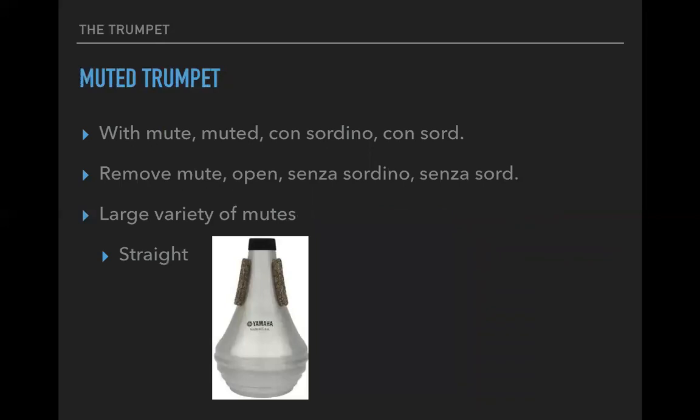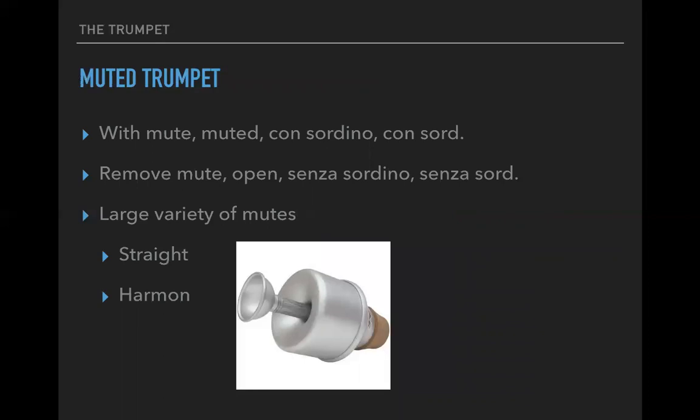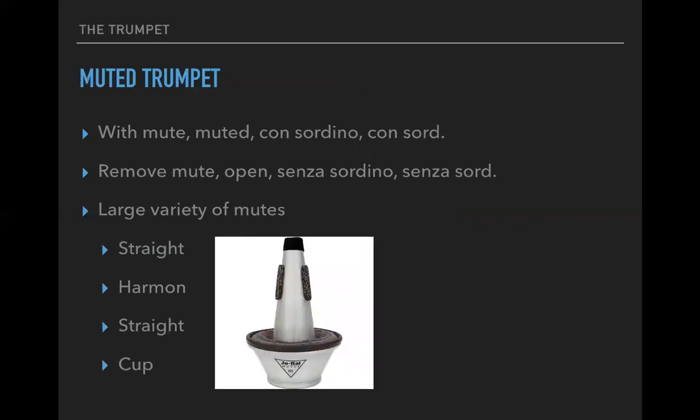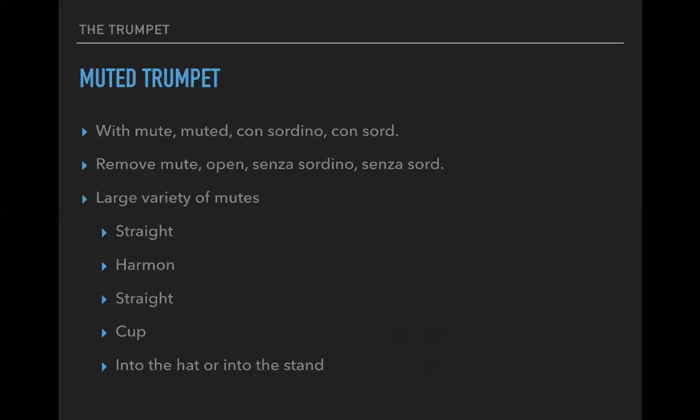The basics, you have the straight mute, the Harmon mute. Notice this is stem in. If you want more of the Miles Davis sound, you say stem out. This is the bucket mute and cup mute, which looks a lot like the straight mute, but of course has a different sound. And you can also play into the hat or into the stand. Okay, so I would refer to the website I've given you at the beginning of our class, where you can hear a variety of muted trumpets and the various effects.